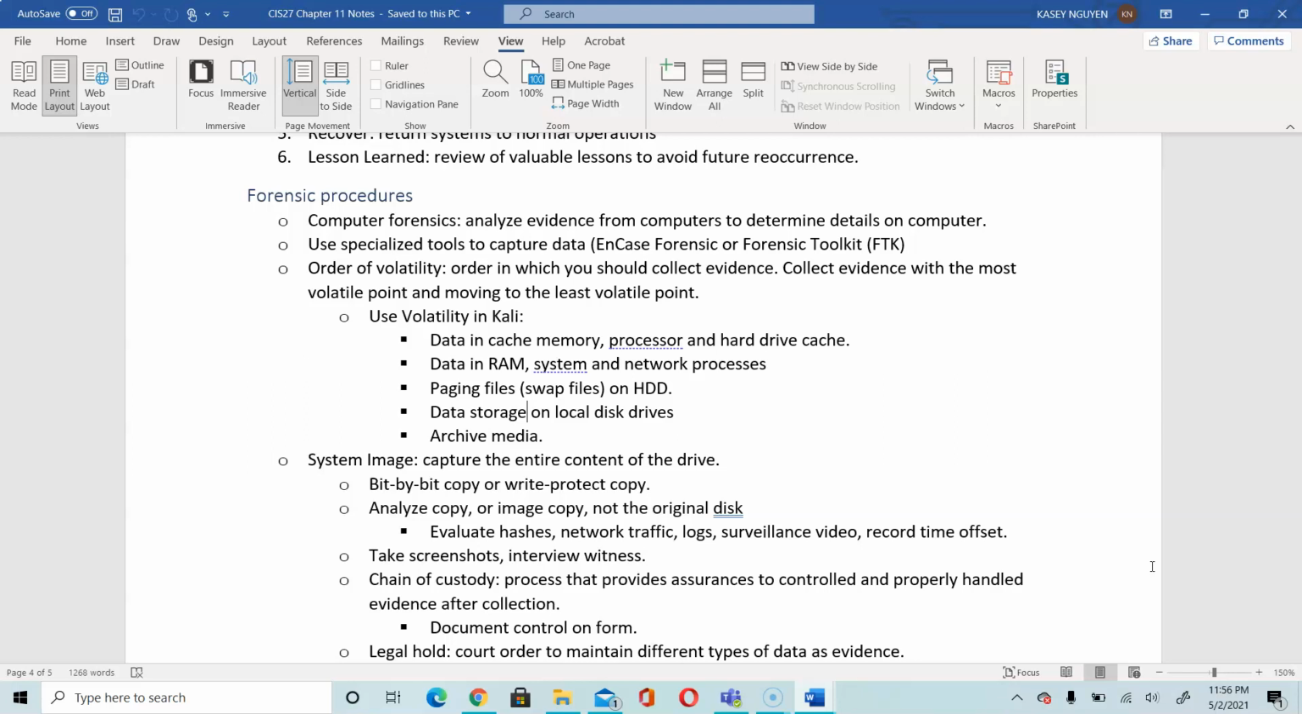We don't perform analysis on the actual main drive. We would analyze the image copy, not the original disk.